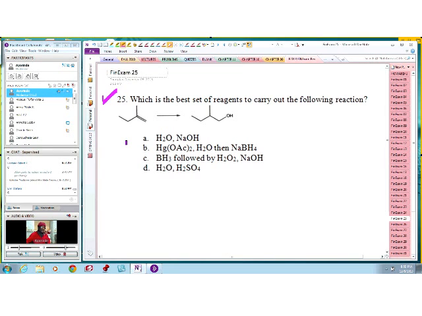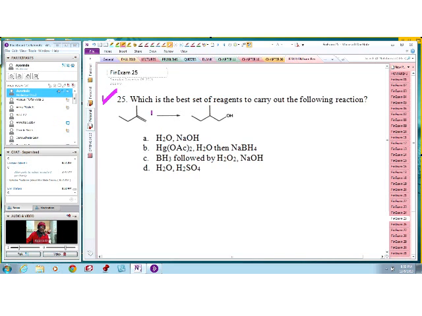Okay, let me call on... Which is the best set of reagents to carry out the following reaction? Okay, thank you. Who was that again? Can you read the question again? Which is the best set of reagents to carry out the following reaction? Okay, that's Lauren Kibet. Thank you.